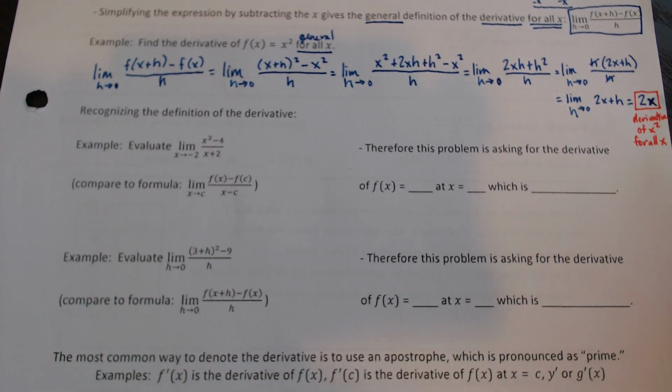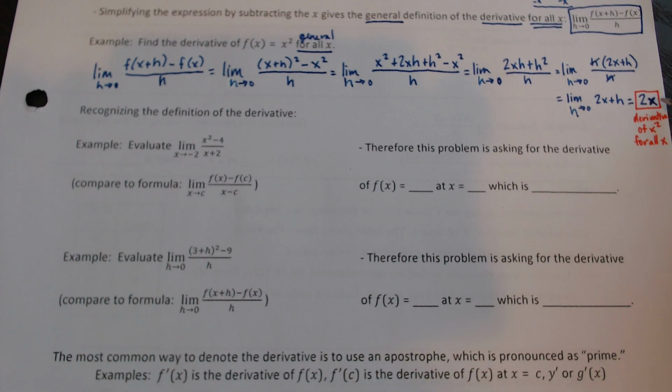And what that answer of 2x means is it's basically a formula for the derivative of that function x squared for all x. So we can plug any x we want to, such as 0, and we get the same answer we did for the specific, which is 0.